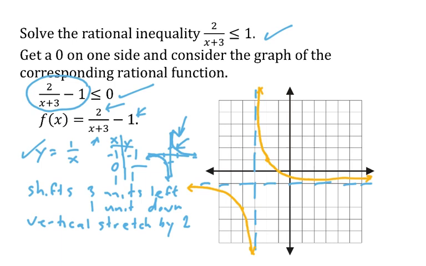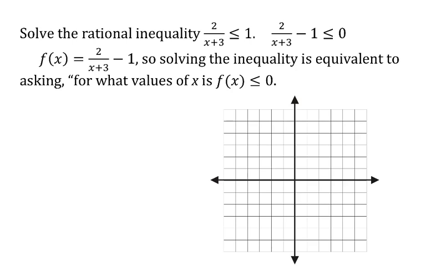How does that help you with solving the inequality, though? How does this come together? Well, let's look at it this way. So if this was the inequality we were originally given, and the first thing we did was we got a 0 on one side and then defined a function, what we're then really asking, if this is my f of x, we're really asking for which values of x is f of x less than or equal to 0.